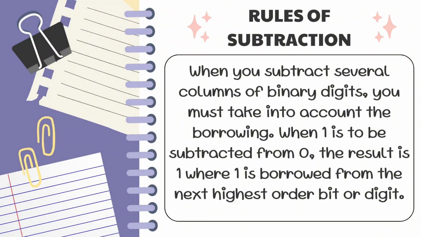On another note, when you subtract several columns of binary digits, you must take into account the borrowing. When 1 is to be subtracted from 0, or 0 minus 1, the result is 1, where 1 is borrowed from the next highest order bit or digit.